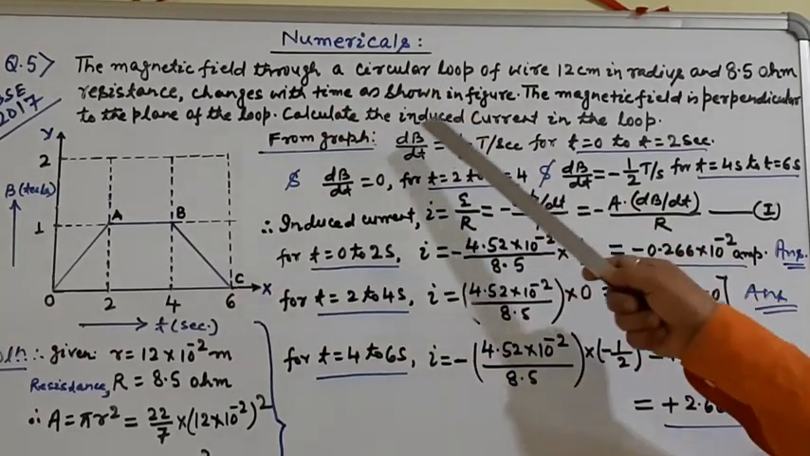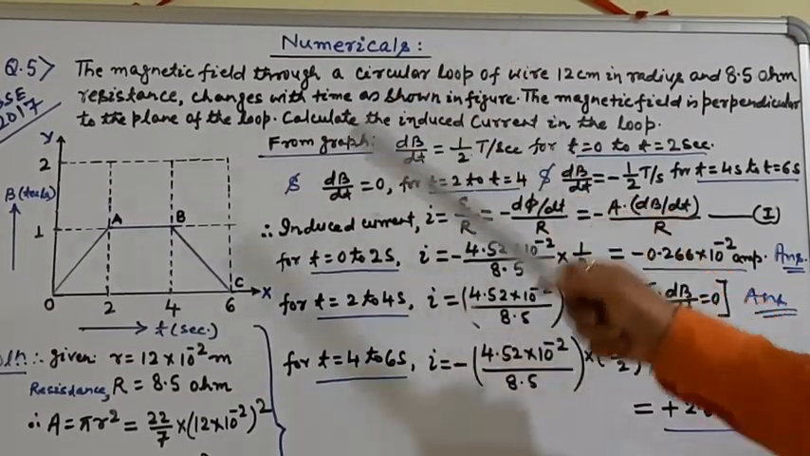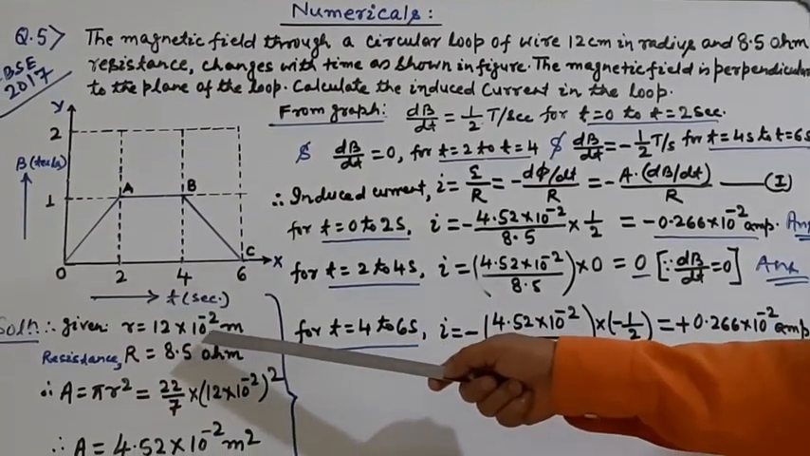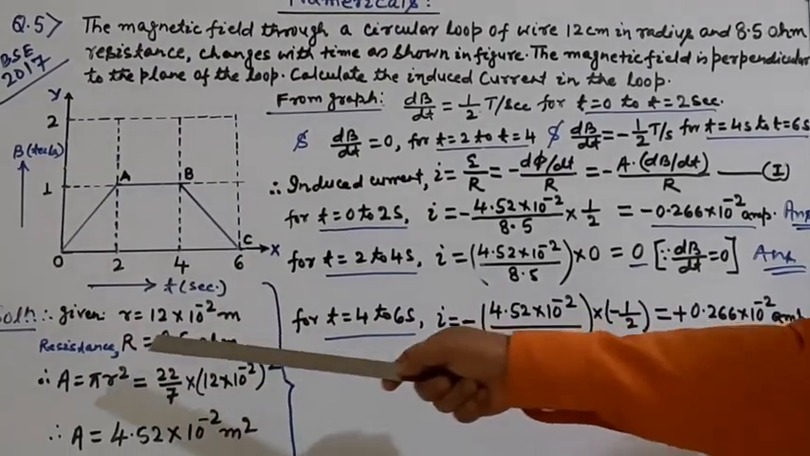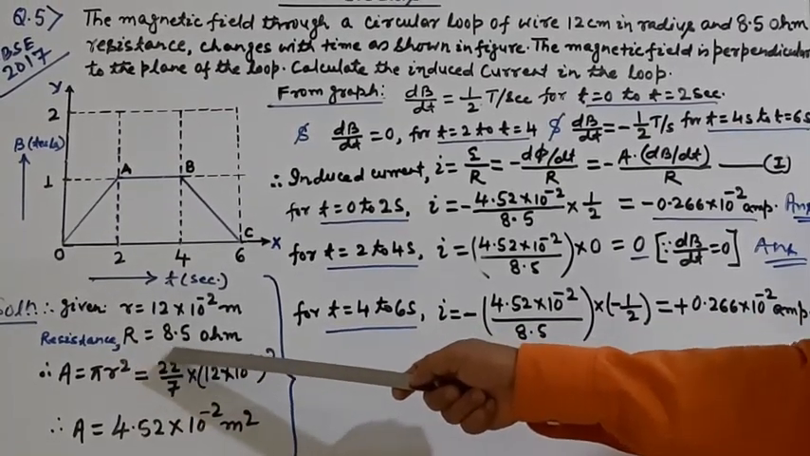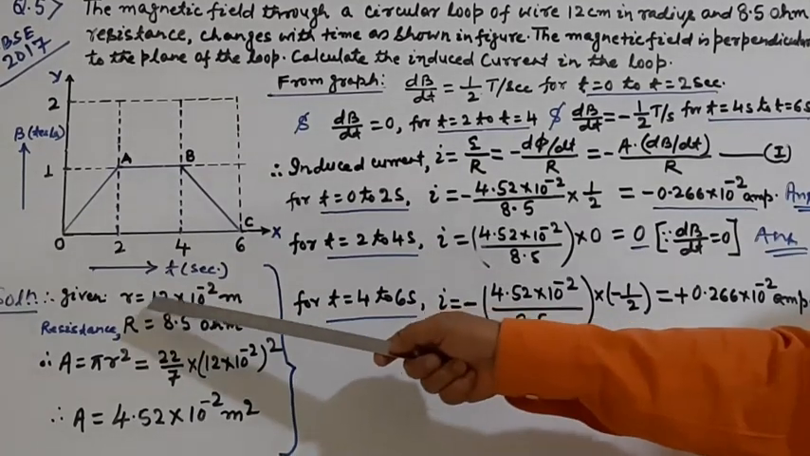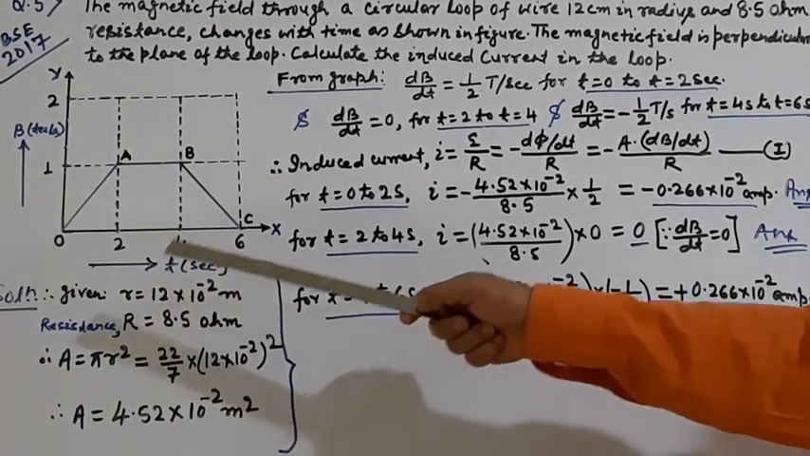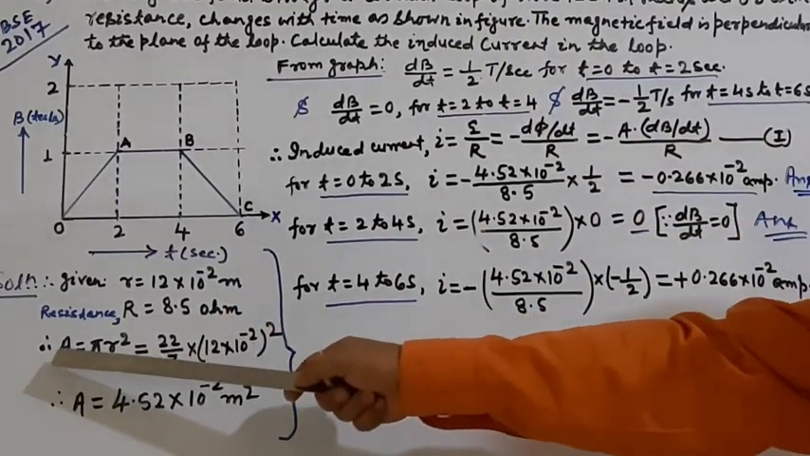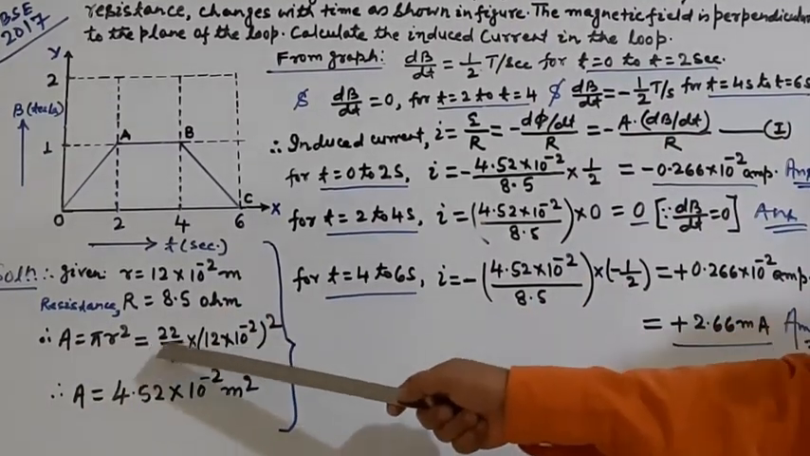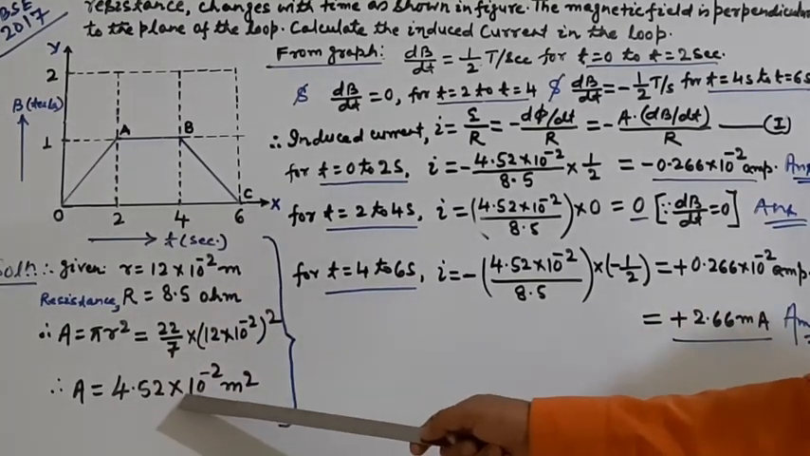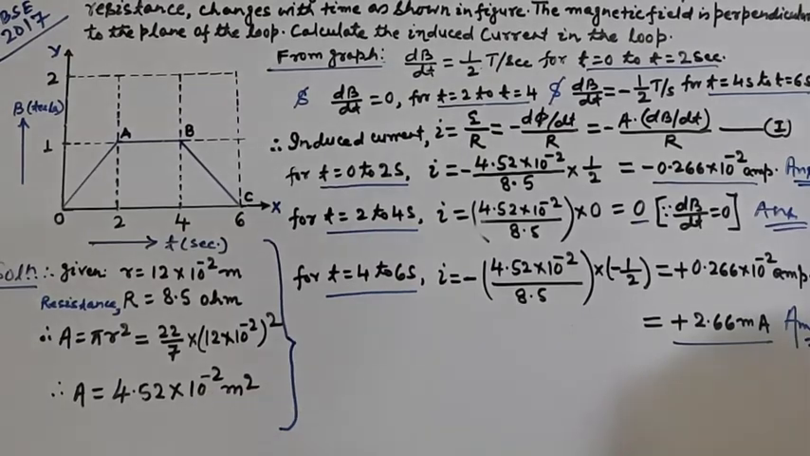Following this question, the given data I have mentioned over here. See, first, the radius is given as 12 centimeter, which I have converted to meter, and the resistance of the loop is given as 8.5 ohm. Capital R I have taken for the resistance, 8.5. With the help of this radius, find the area of this loop. Area is pi r squared. So pi, 22 by 7, r is this one, and the area becomes 4.52 into 10 to the power minus 2 meter squared.